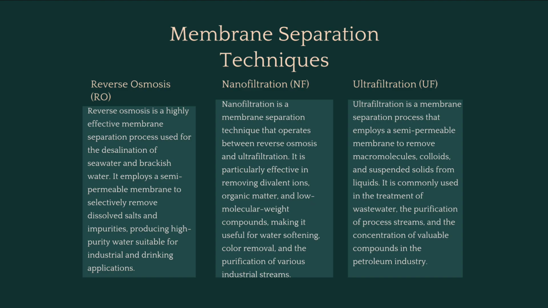So for the next, we have the ultrafiltration. Ultrafiltration is a membrane separation process that employs a semi-permeable membrane to remove macromolecules, colloids, and suspended solids from liquids. It is commonly used in the treatment of wastewater, the purification of process streams, and the concentration of valuable compounds in the petroleum industry.